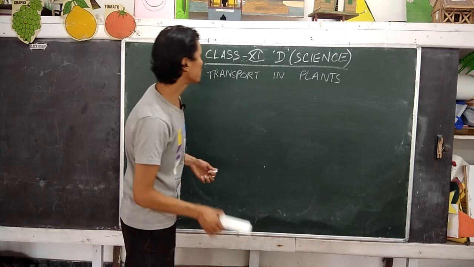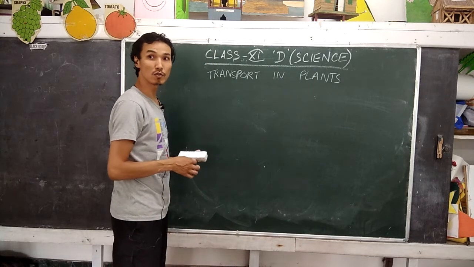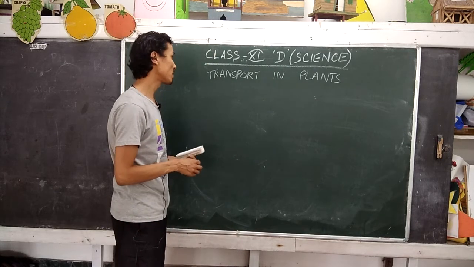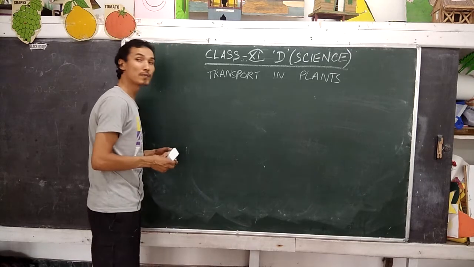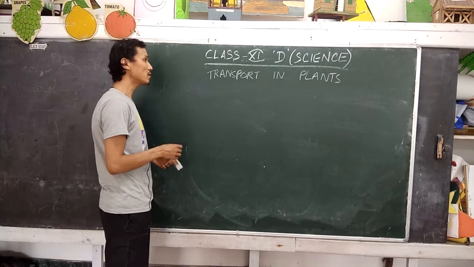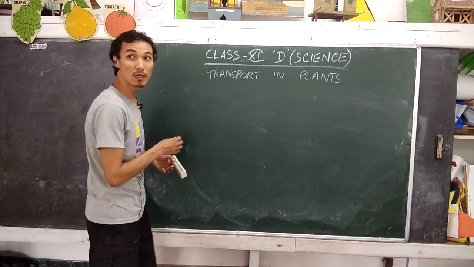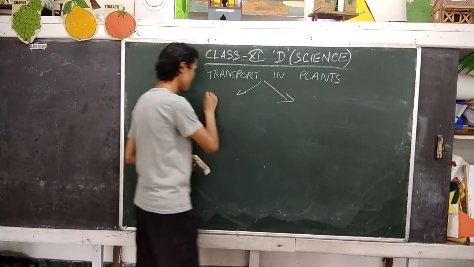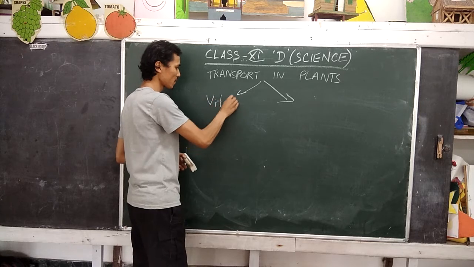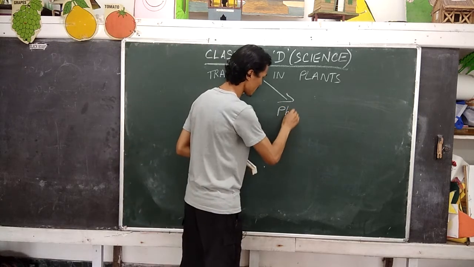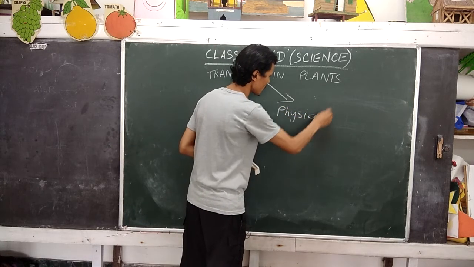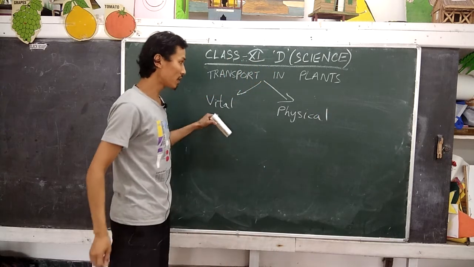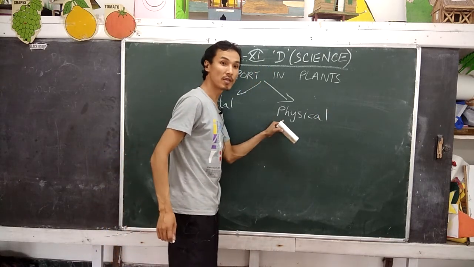So, since water is absorbed by the plants, it has to move to the different plant parts. There are many theories which have been provided to show the movement of water. Again, this can be studied under two headings: vital force theories and physical force theories.